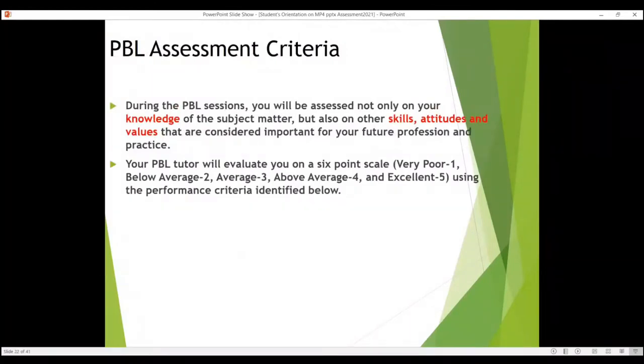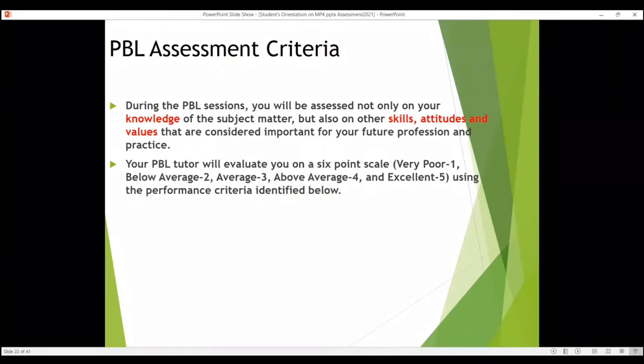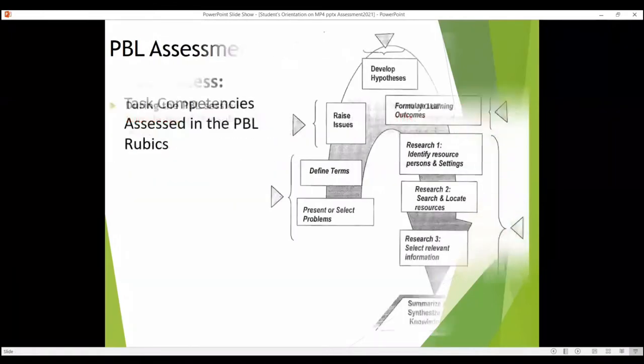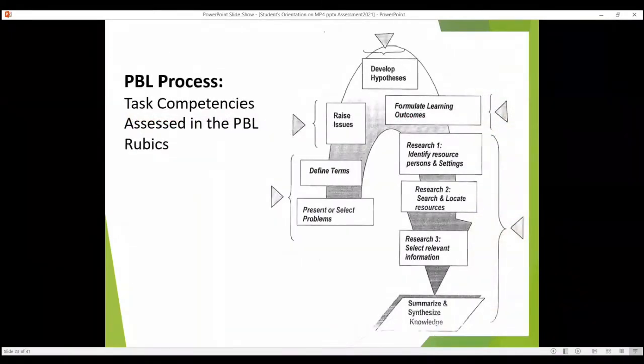So in PBL assessment, you will be assessed on the skills, attitude and values, not basically the knowledge. I told you PBL is about skills, attitude and values. What are those skills I just talked about? Communication, collaboration, participation. Those are the different qualities we will assess. And you will be assessed on a 5-point scale. If you are very poor, it will be 1, and if you are excellent, it will be 5. Now, I am going back to this slide here. Why? Because we are assessing this task.